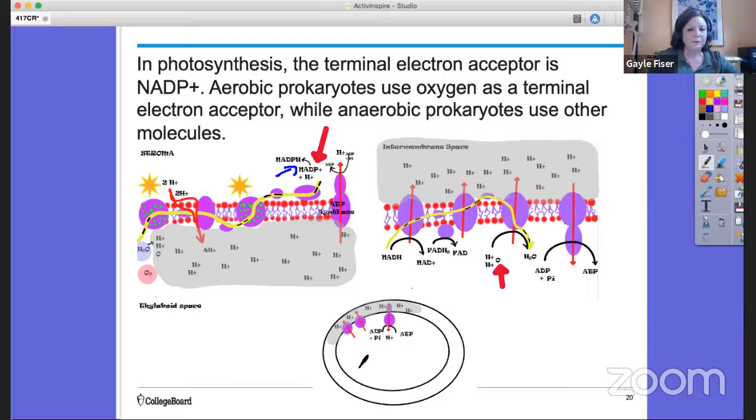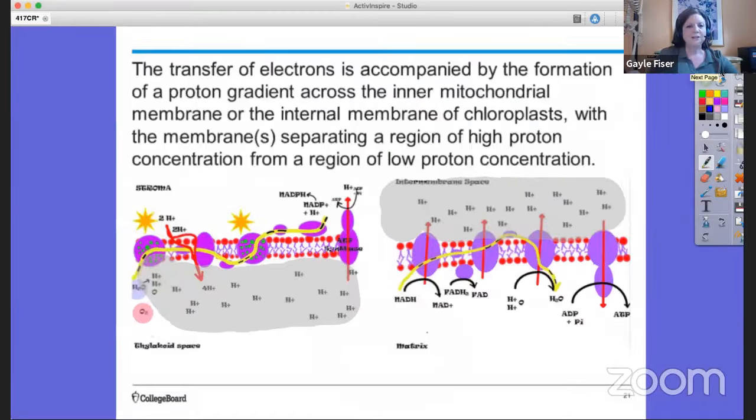There's some protein complexes, and there's an establishment of hydrogen ions, and then there's the ATP synthase also. So I'll talk about photosynthesis. Let's do it on the next page because it's bigger. All right, the transfer of electrons is accompanied by the formation of a proton gradient across the inner mitochondrial membrane or the internal membrane of chloroplast, with the membrane separating a region of high proton concentration from a region of low proton concentration. So let's talk about what happens in photosynthesis.